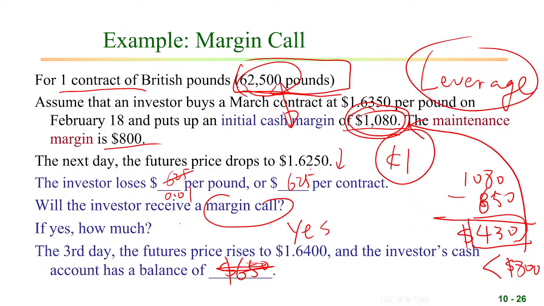This is 650 there. And then on the third day, the price goes up, then you are going to have a gain. So what is your gain? And then you can find the account balance.